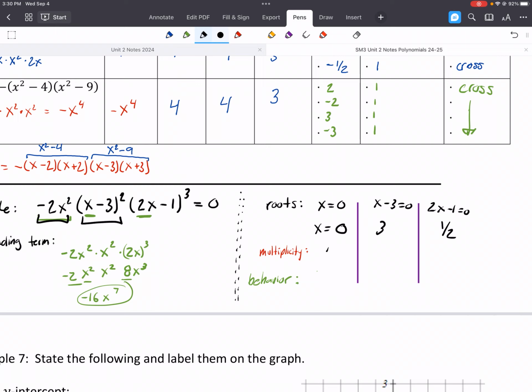Multiplicity, looks like we've got multiplicity of 2, 2, and 3. That was a bad 3. And then behavior at those points, it would be bounce, bounce, cross. Okay, and we'll talk more about graphing these in the future, what this will look like.